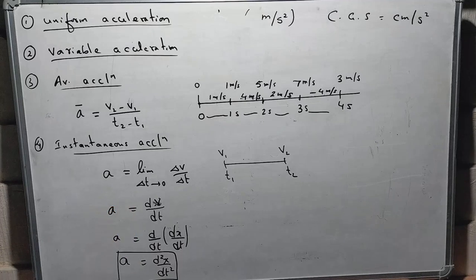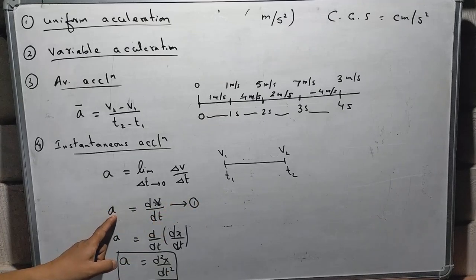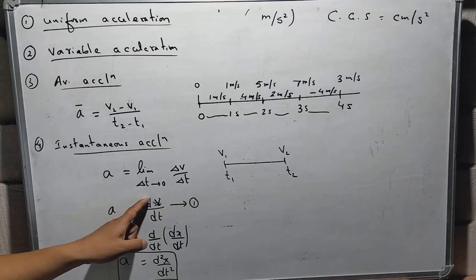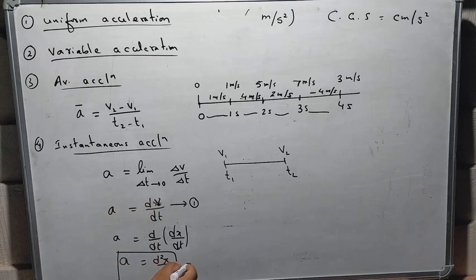If you look at equation 1, I can say that acceleration is equal to the first order derivative of velocity. Or from equation 2, acceleration is equal to the second order derivative of the displacement x.